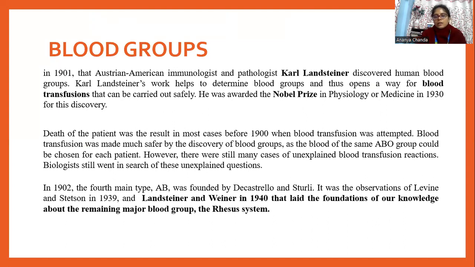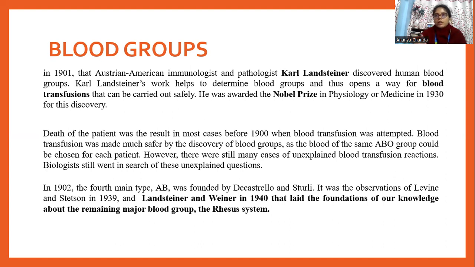So Karl Landsteiner helped to determine the blood groups. It helps in the study of blood transfusion reactions. He was awarded the Nobel Prize in physiology or medicine in 1930 for this discovery. So why do we need to determine the blood groups? Earlier, patients actually died before 1900 due to blood transfusion reactions.